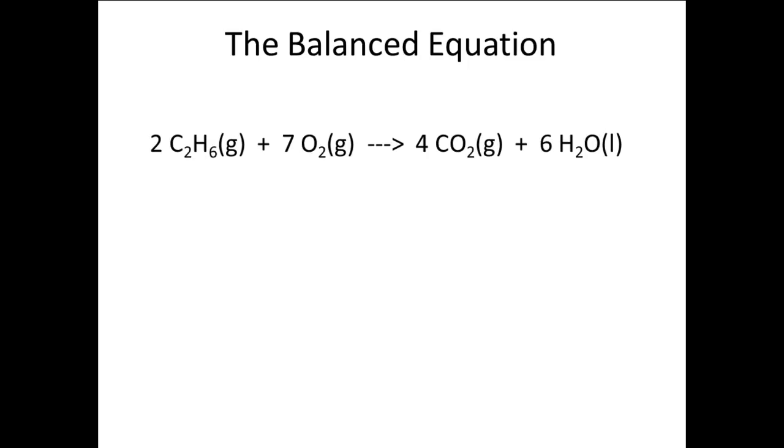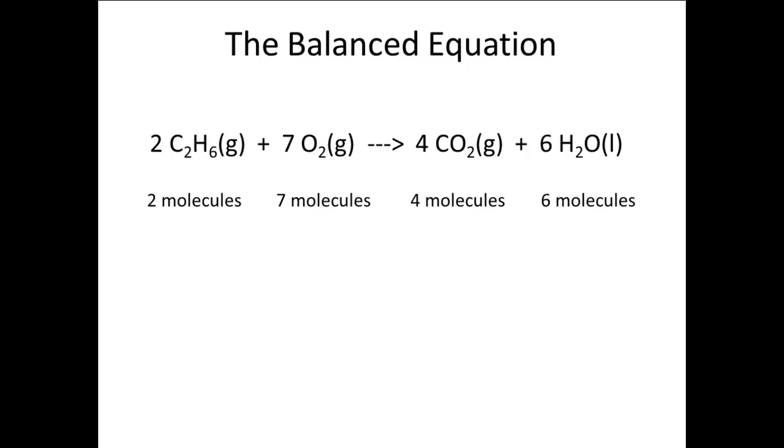Let's start with a simple combustion reaction for ethane. 2C2H6 gas plus 7O2 gas gives 4CO2 gas plus 6H2O liquid. The first meaning of the coefficients is the number of molecules that react and are produced. To reread the equation with this meaning, we have 2 molecules of ethane gas react with 7 molecules of oxygen gas to form 4 molecules of carbon dioxide gas and 6 molecules of liquid water.